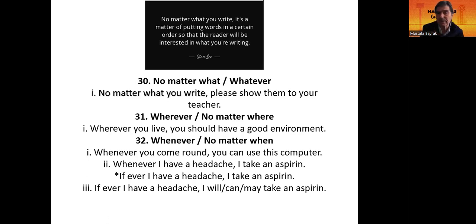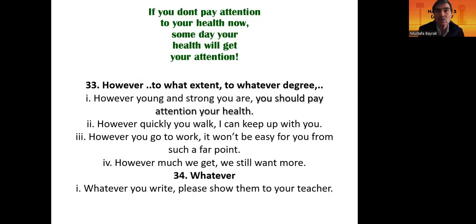If ever I have a headache in the future, I don't know, I am not sure about it now, but if ever I have a headache tomorrow, for example, I will take an aspirin. I can take an aspirin. Okay. This is not my habit, but I will do it. But zero type is my habit. If you don't pay attention to your health now, someday your health will get your attention. Yeah, will attract your attention.